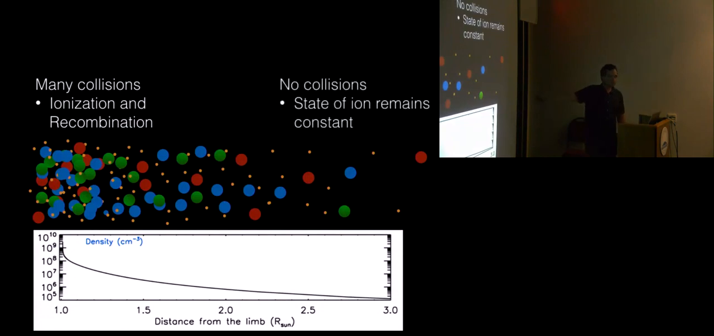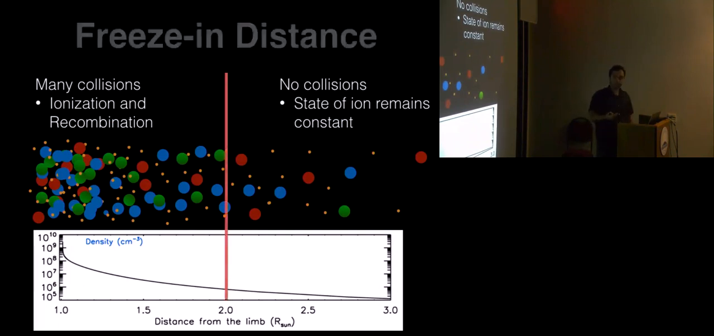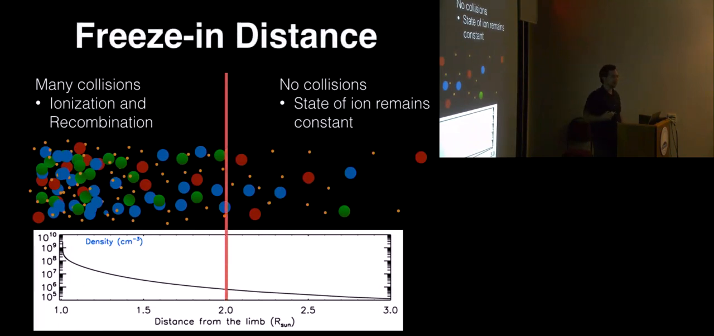But then very far away from the sun, as the solar wind is flowing outward, there are no more particles nearby to you, so you stop having these collisions, and whatever state you're in remains constant as you flow outward. And the transition between this collisionally dominated and collisionless regime we call the freezing distance, due to the fact that the ions are freezing in their state.